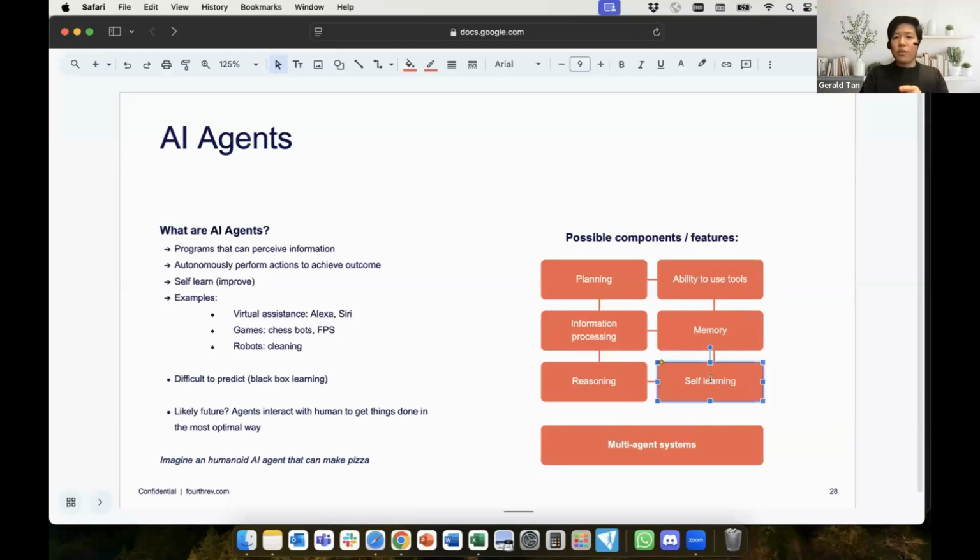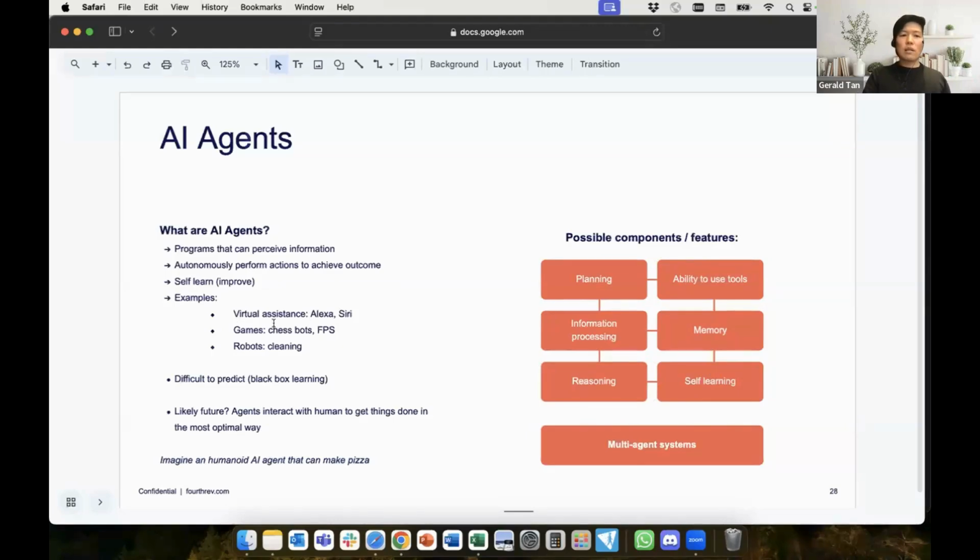I think this is critical, right? These are all the components. It can plan, it can use tools, it can process information, it has memory, it can retain information, it can reason. I would say these two are really important to distinguish it from a traditional program. And the point is, it's something that we already use.